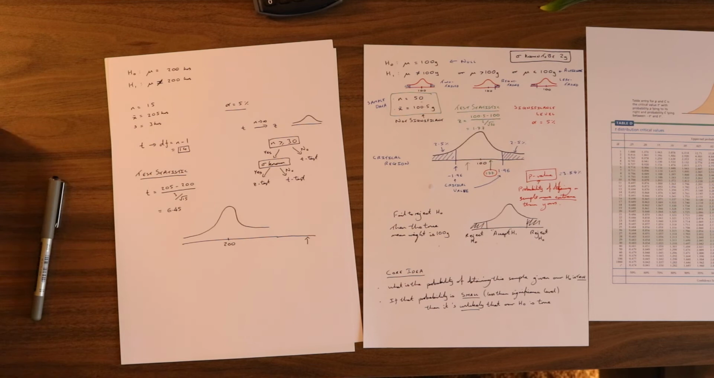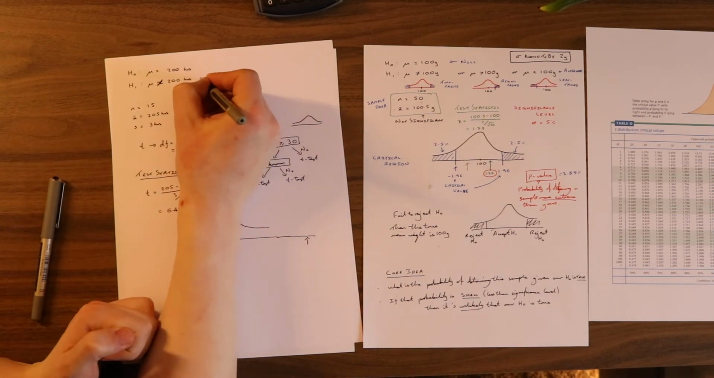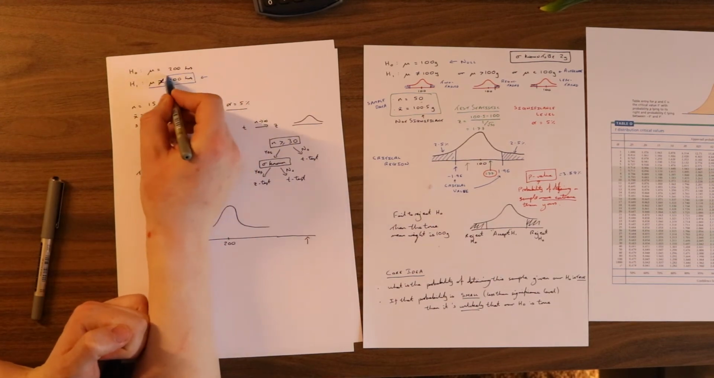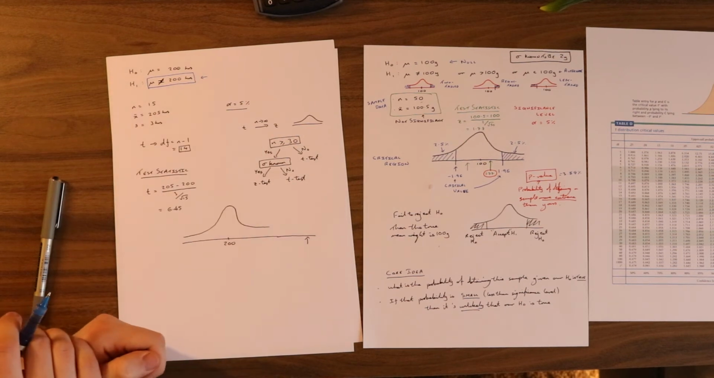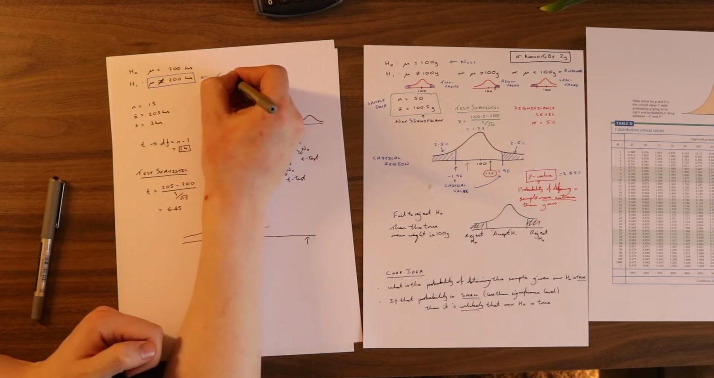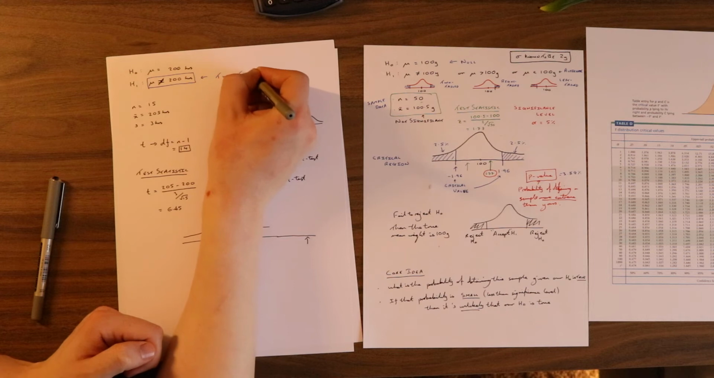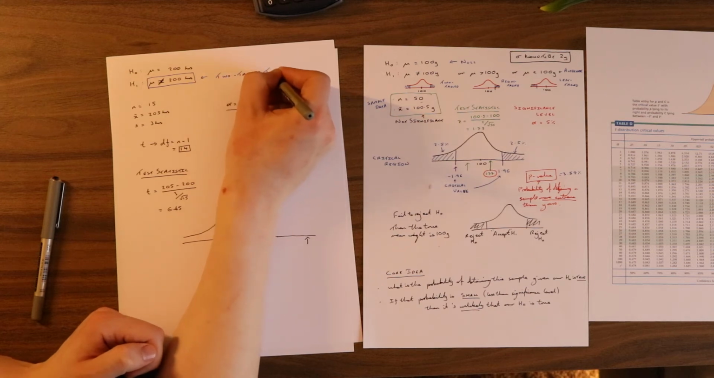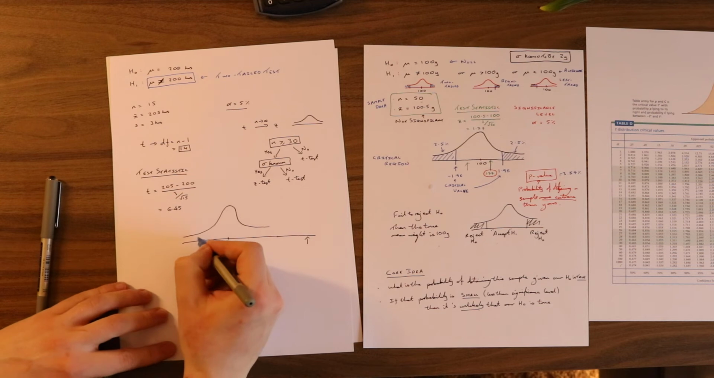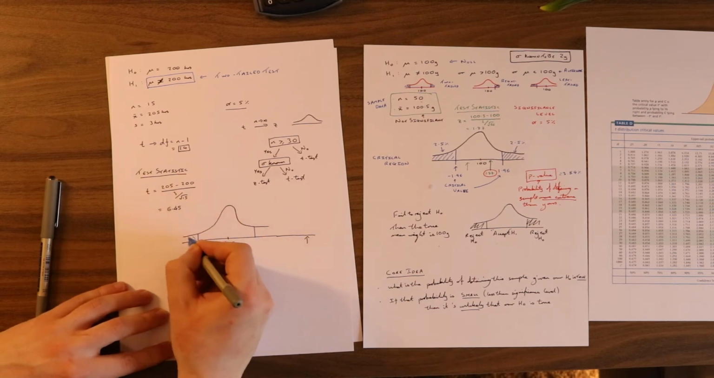But let's do it properly, okay? So let's come up here. Let's look at our alternative hypothesis. This tells us that we should be using a two-tailed test, okay? Because it's a not equal to, so we should be using a two-tailed test. So because it's a two-tailed test, we're going to look down here and we're going to look down here.